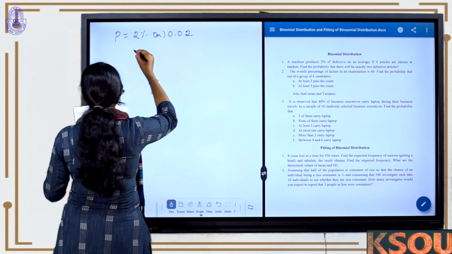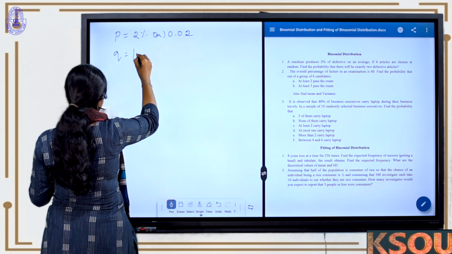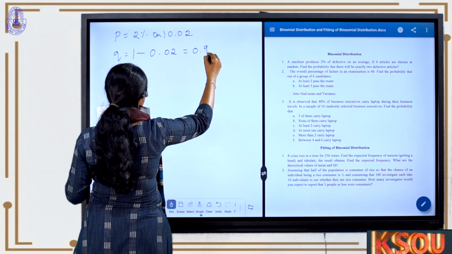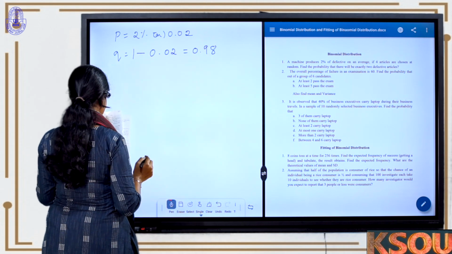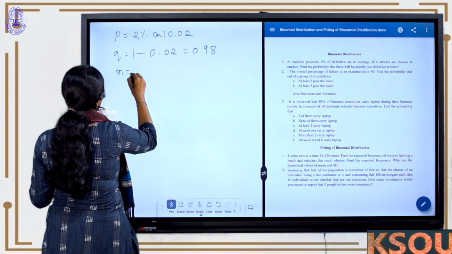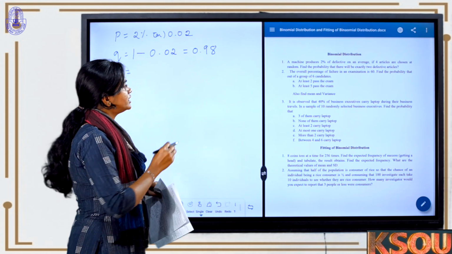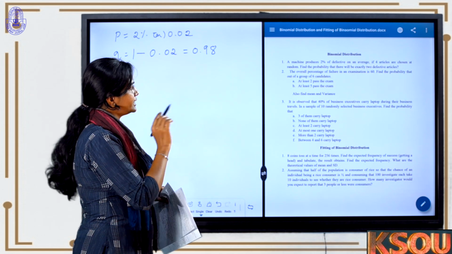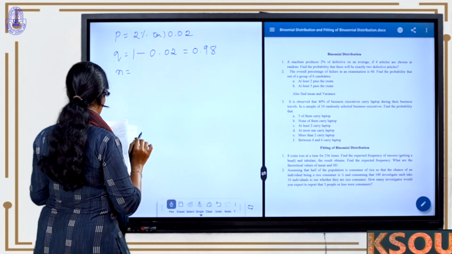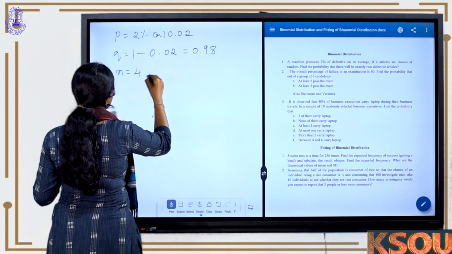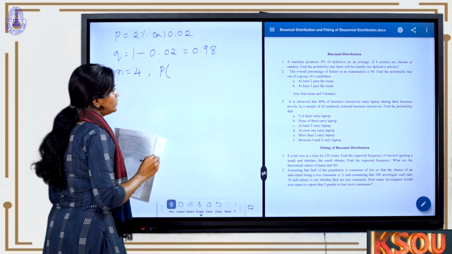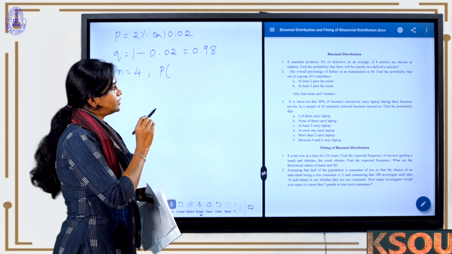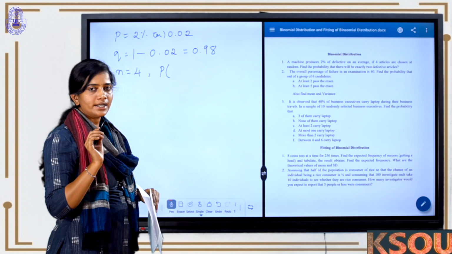0.02. Now what is Q? The remaining value, that is 1 minus 0.02, that is 0.98 or 98%. Then what is the value of N? If 4 articles are chosen at random, so the N value is 4. Then you should calculate the probability, find the probability that there will be exactly 2 defective articles.